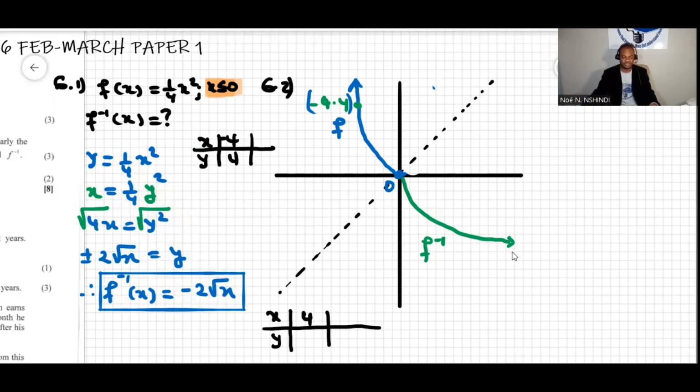So f minus 1. If I take a value like x is equal to 4, and then y would be, if I sub 4 there for x, y will be -4, because square root of 4 will be 2 times -2 makes -4. So you have another point here. Point (4, -4). So this is the inverse.